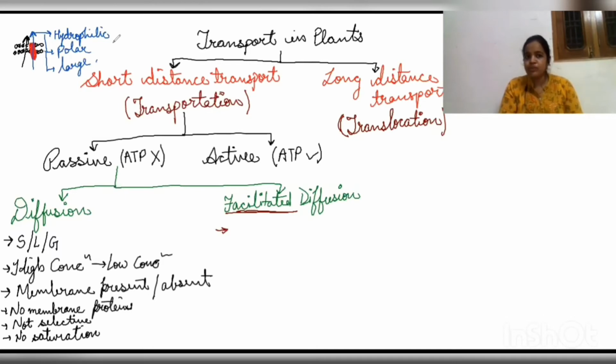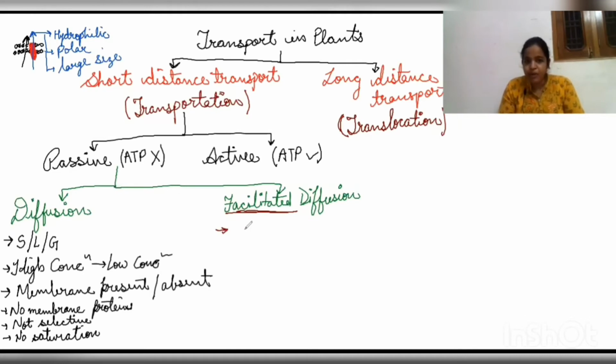So such molecules will require specific proteins. These specific proteins of the membrane are actually known as channel proteins or tunnel proteins. Right? So a tunnel will give the molecules a passage to transport. So let's write the points about facilitated diffusion. First one, membrane with specific proteins.